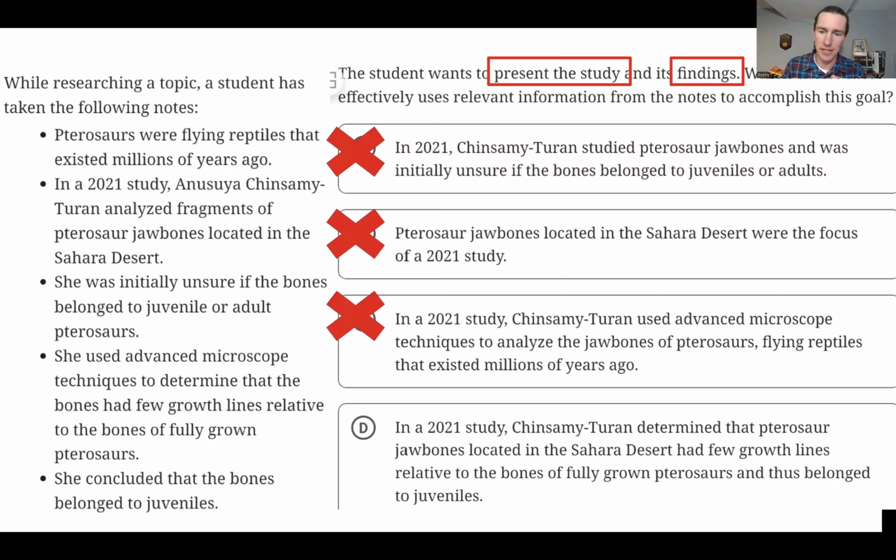In a 2021 study, this person determined that pterosaur jawbones located in the Sahara Desert had few growth lines and thus belonged to juveniles. That presents the study and gives us the findings. Therefore, D would be the right answer. We did not actually have to read the bullet points. And if we had, it may have confused us. It may have distracted us from our actual goal, which is to answer the question.